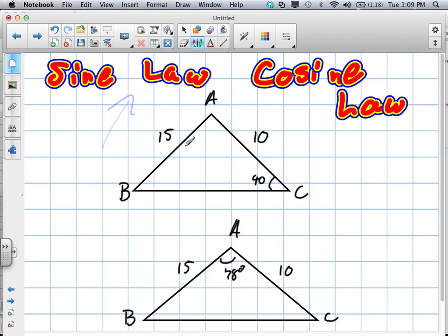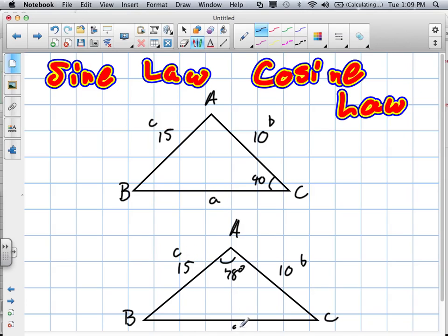Now, in order to use sine law, you must have an opposite side and angle, the measurements to both. So, for instance, this is my side A, that's angle A, side C, side B. Okay, same thing over here, B, C, A. In this case, I don't have anything for angle A or side A. Okay, but I do have a side for B, but do I have angle B? No. I do have angle C, and do I have side C? Yes. So that means I can set up the ratio.